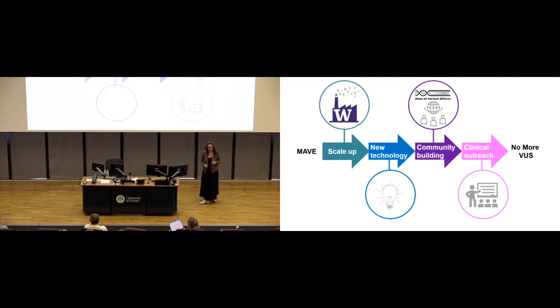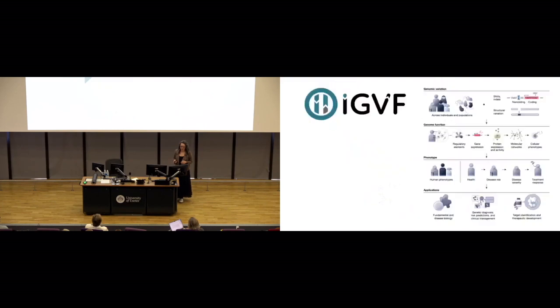So we have this tool, and we want to get here, right? We want to get to no more variants of uncertain significance, and how do we get there? Since these tools are working, scaling up would be one place to go, and we'll talk about our efforts to do that. My lab and Doug's lab were part of an NHGRI consortium called the Impact of Genetic Variation on Function, and they have lots of goals. This is basically a follow-on of ENCODE.